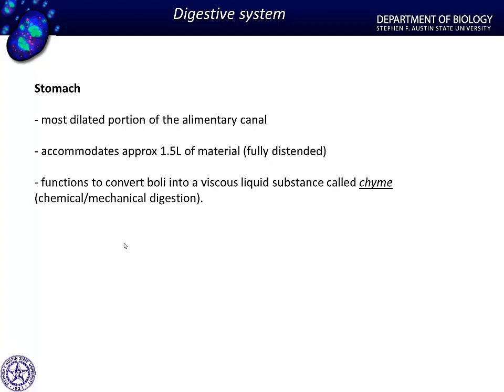But now, after the bolus of material has moved through the esophagus and into the stomach, we are going to add material to it, not the least of which is hydrochloric acid and other materials. And now we are going to refer to this as chyme. So it's no longer a bolus, but chyme is the product of chemical and mechanical digestion.